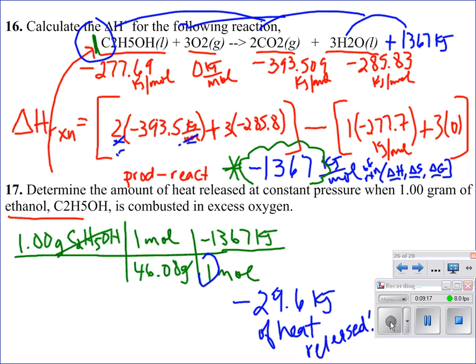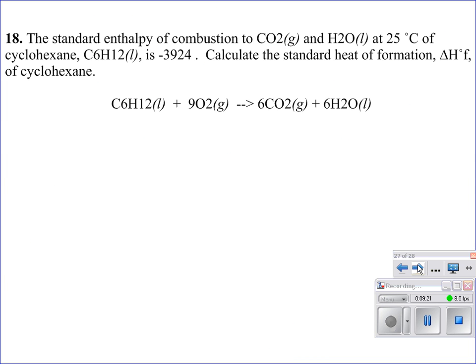Okay, Big Mama, we have one more Big Mama problem. This is a little bit different. This is very common. I actually kind of like this one. I've seen it on the last couple AP exams where they have it set up like this. We have to look at the phraseology and don't freak out. It says the standard enthalpy of combustion to CO2 and H2O at 25 degrees Celsius of cyclohexane is negative 3,924 kilojoules per mole.